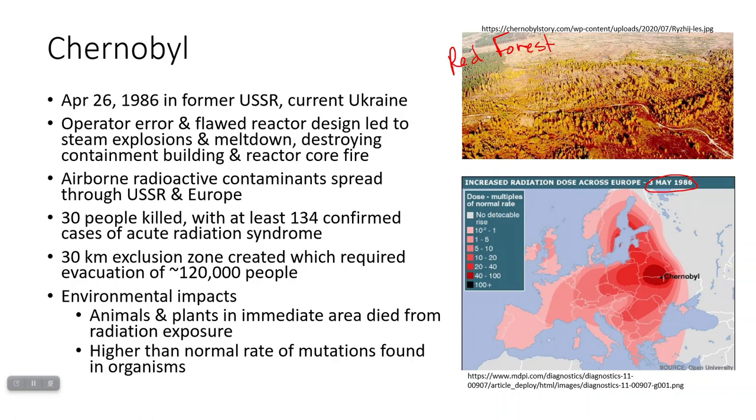Then people have gone back to study some of the effects of that long-term radiation exposure, and some of the things they've noticed are the organisms living in that area do have a higher than normal rate of mutation, and there may be some increases in birth defects and decreases in the health or reproductive success of some of the organisms. So, long-term environmental impacts.